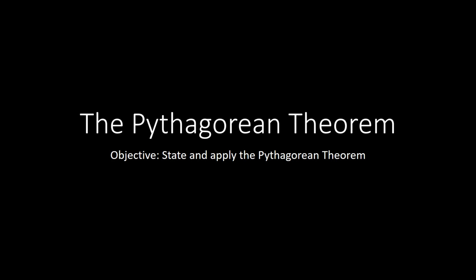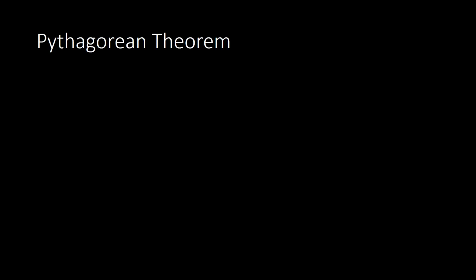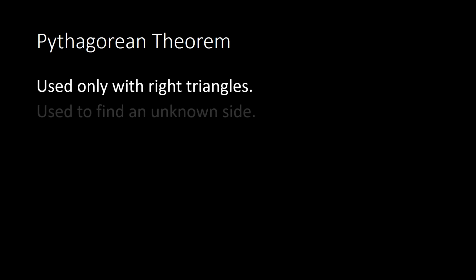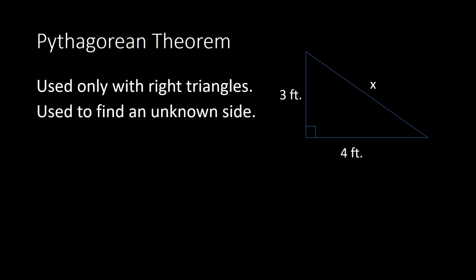In this lesson, you will learn to state and apply the Pythagorean Theorem. The Pythagorean Theorem is a formula that we can use only with right triangles and is used to find an unknown side. So for example, here we have a right triangle and we know the length of one side is 3, the other side is 4, and then this other side we do not know, so we call that x.